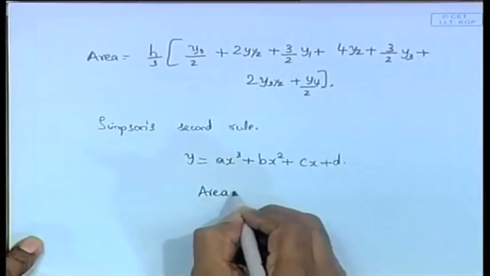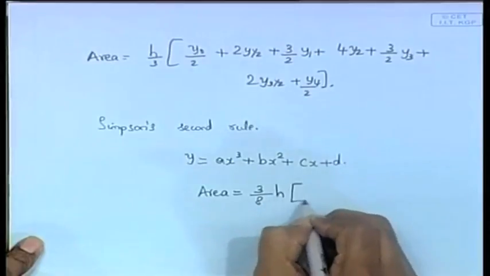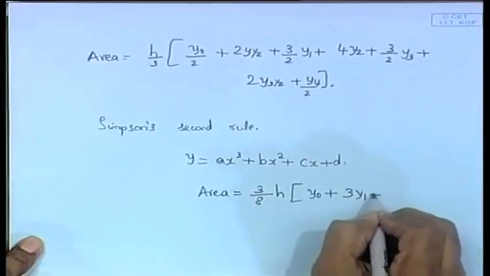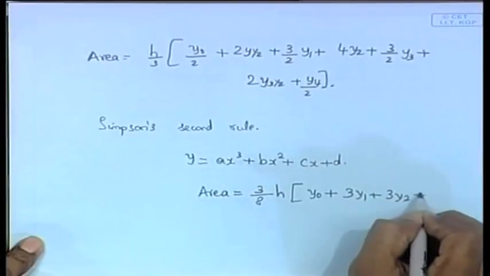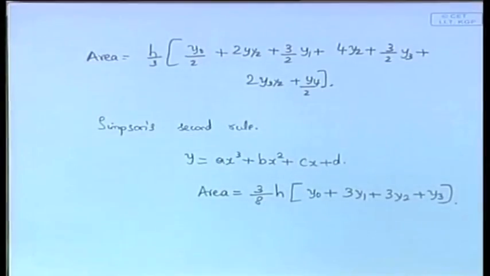Just know this way of writing it: the area is equal to 3 by 8 h into y 0 plus 3 y 1 plus 3 y 2 plus y 3. So, this will give you the total area that you need to find.